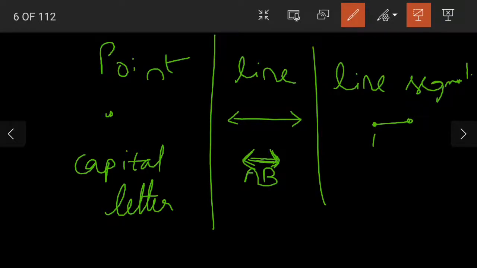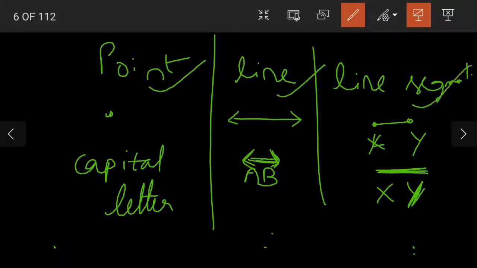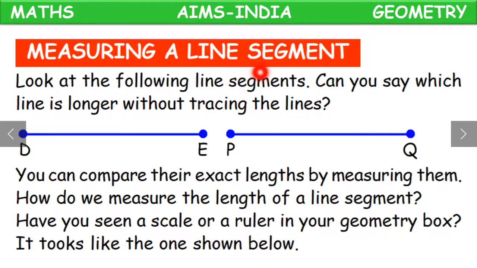Okay. Now line segment. A line segment has two endpoints. So we name the line segment based on the endpoints. For example, if the endpoints are X and Y, it would be line segment XY. Don't forget to put the line above it. So these are the three concepts that we have learnt: point, line and line segment.